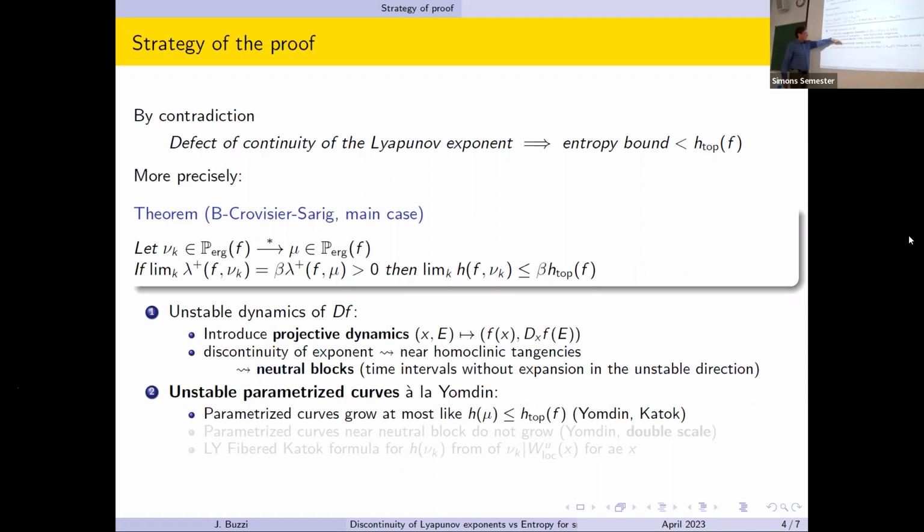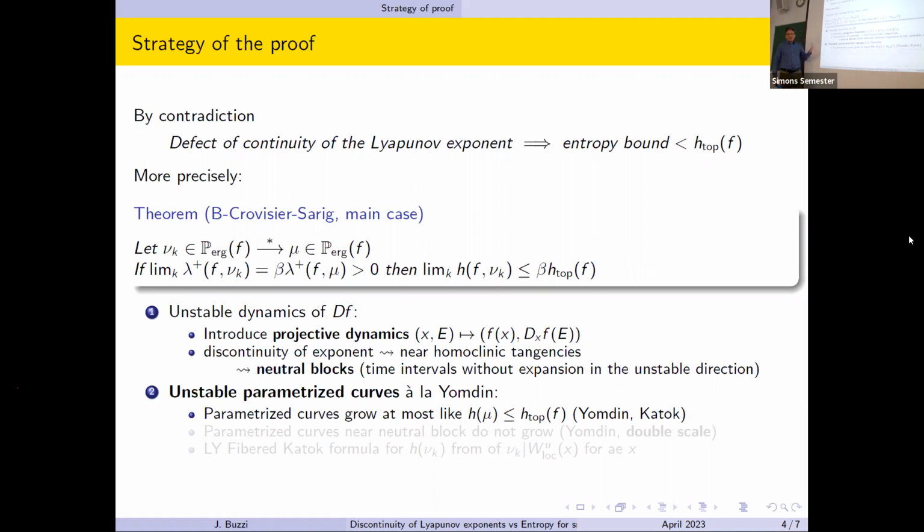This is what we will see by looking at the meaning of the discontinuity on the projective dynamics. We will see that we have these time intervals without expansion for the differential, which we will call the neutral blocks, and for a fraction of time which will be related to this beta. So this is for the differential, the tangent dynamics.